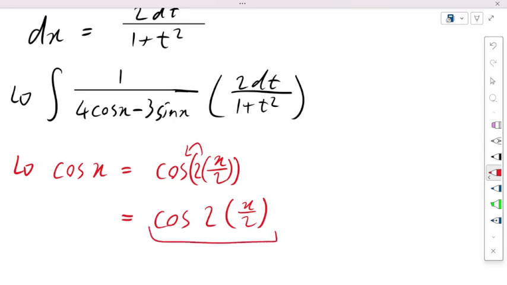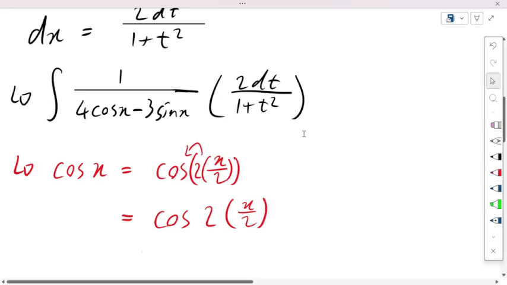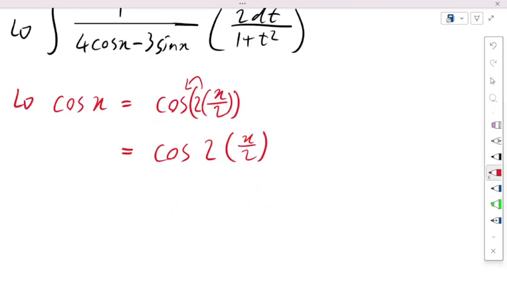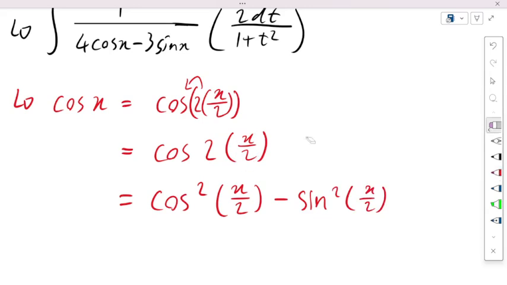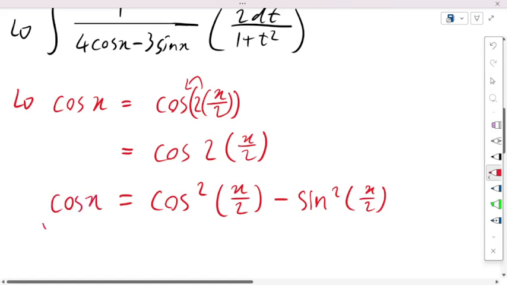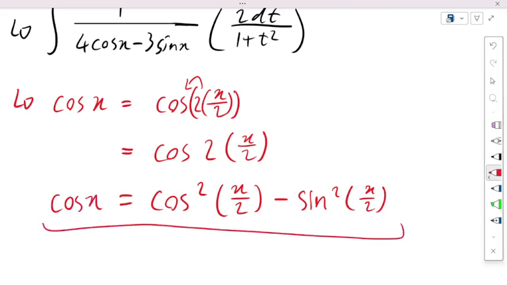We can do that. And then we can just express this double angle cosine as the following. We need to remember that our double angle of cosine, we're going to use one of them, which is this one, it's easier, is going to be cosine square of the angle, which is x over 2, minus sine square of the angle, which is x over 2. Okay, remember we're still working with respect to the angle x over 2. So we are saying that cosine x is equal to this.